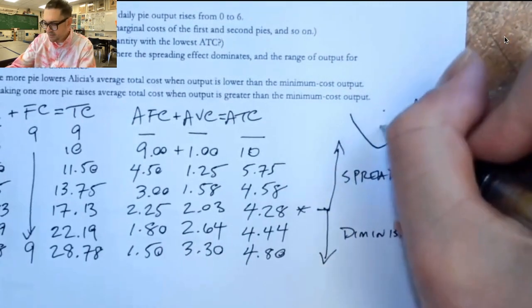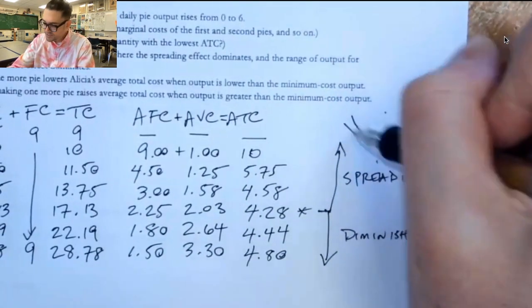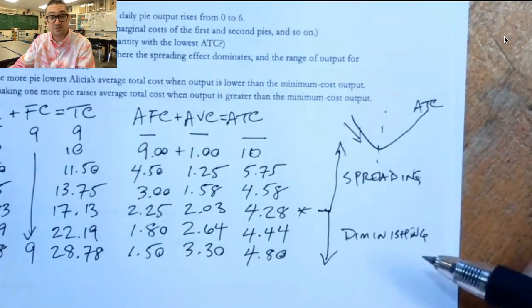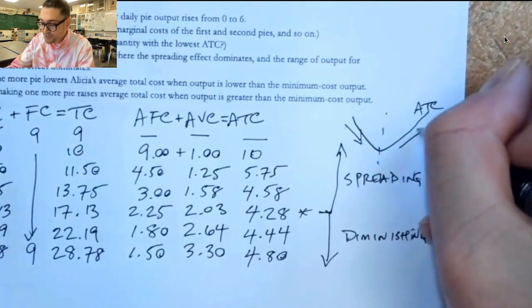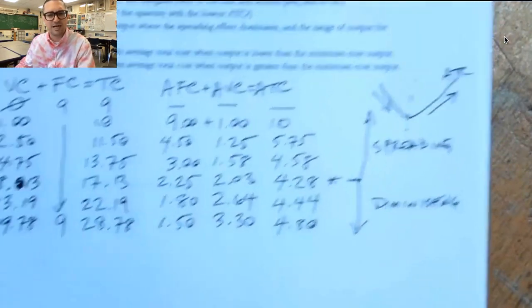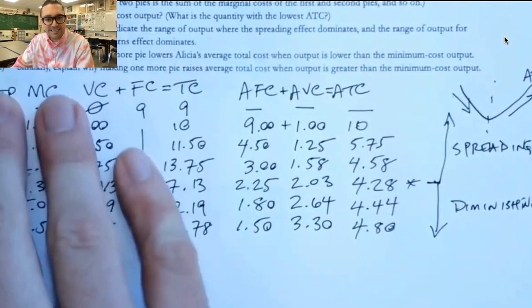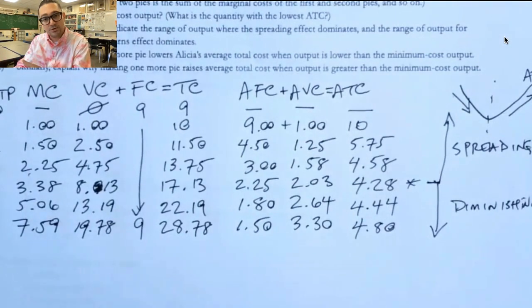And it's basically saying when you have this minimum point, the reason that it's going down is you're spreading out the fixed cost over more and more units. And that's dominating the effect of the diminishing returns, which is going to cause the average cost to start rising again.